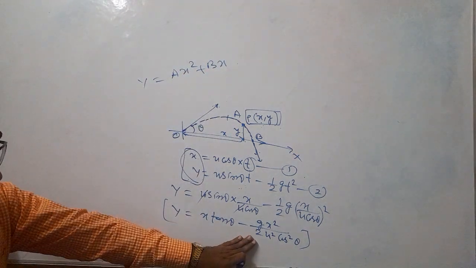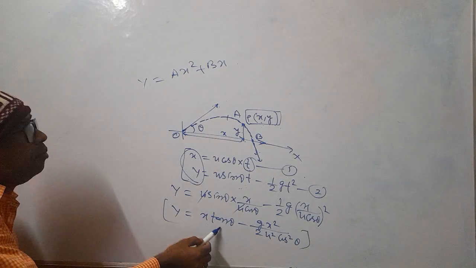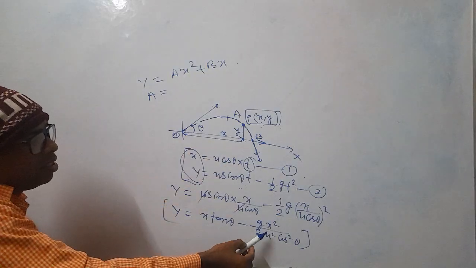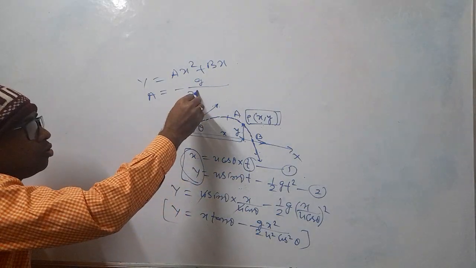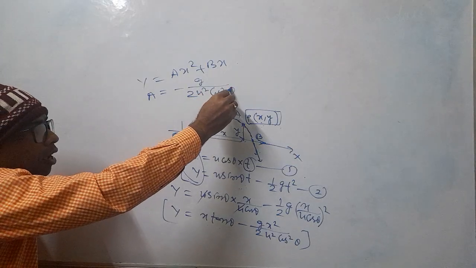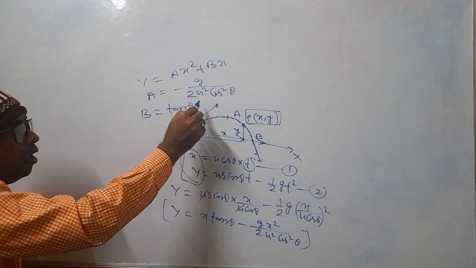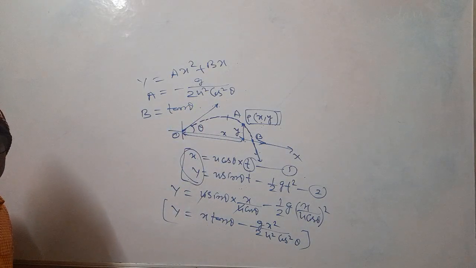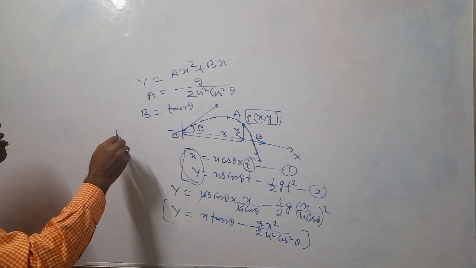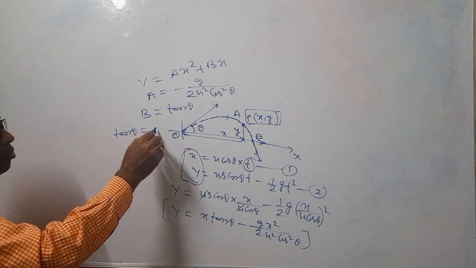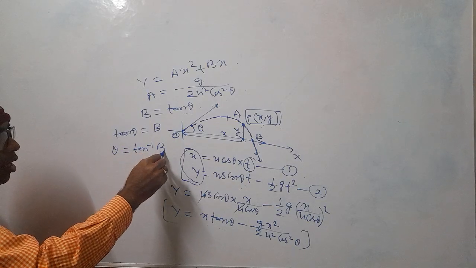Already we know from the first class the equation of the parabola in standard form, a x square plus b x. Here y equals x tan theta minus half g x square by u square cos square theta. Here a means minus g by 2u square cos square theta, and b means tan theta. And easily you can find the angle of projection from this, because tan theta equals b, so theta equals tan inverse b.